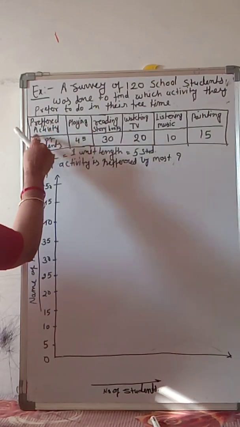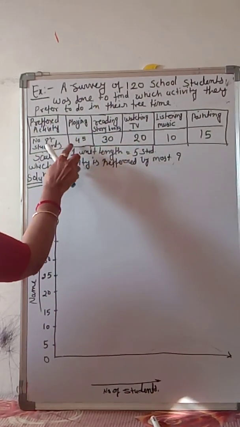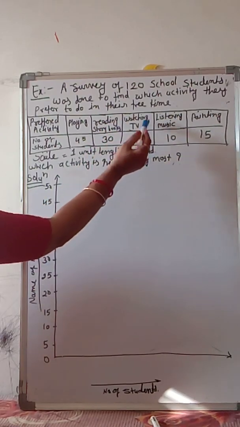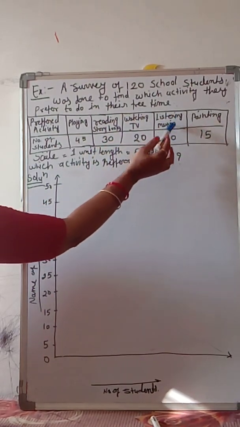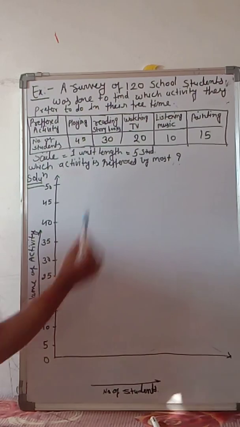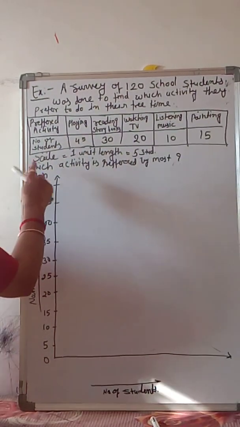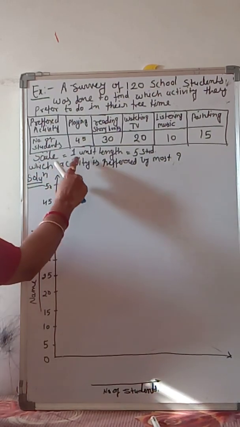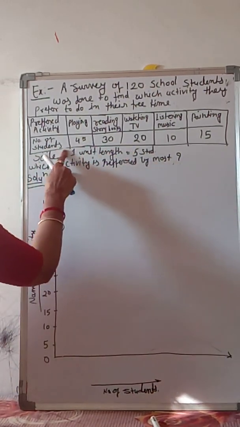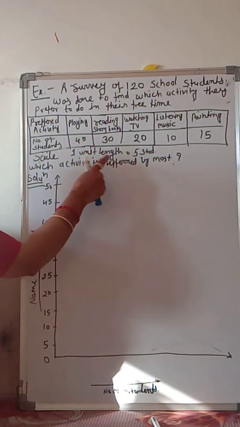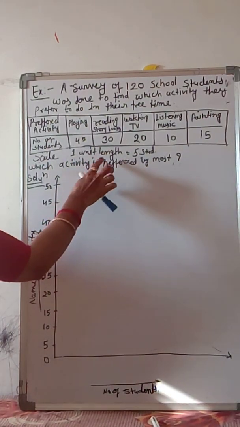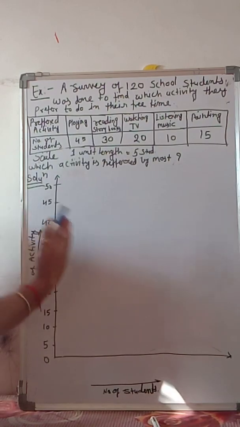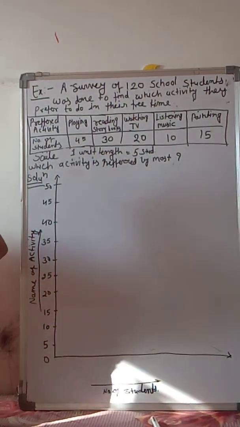For the preferred activities, first is playing, with 45 students. Reading storybooks is 30, watching TV is 20, listening to music is 10, and painting is 15. A scale is also given in the question: 1 unit length equals 5 students. If the scale were not given, you could choose any scale for a bar graph.